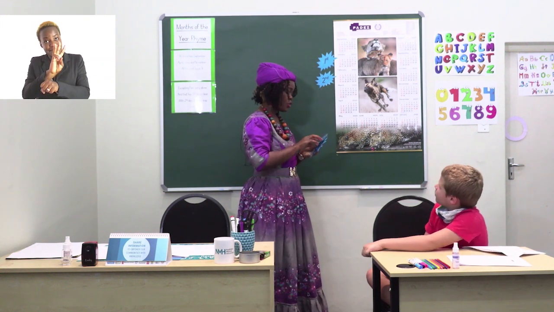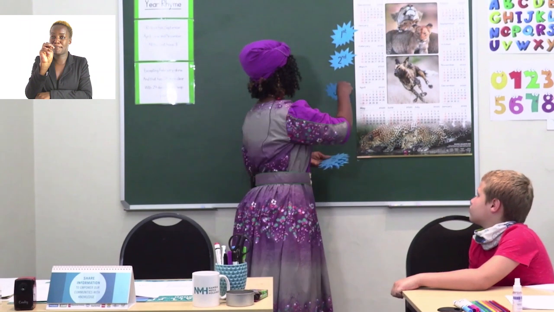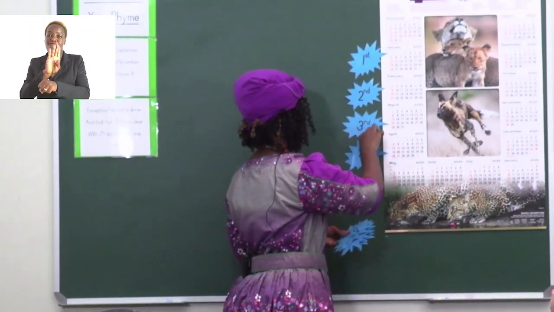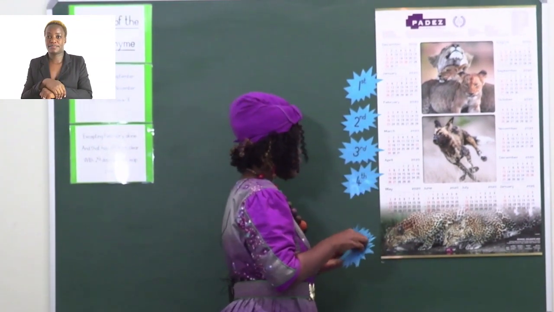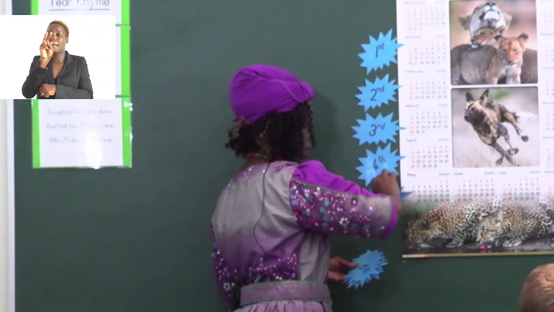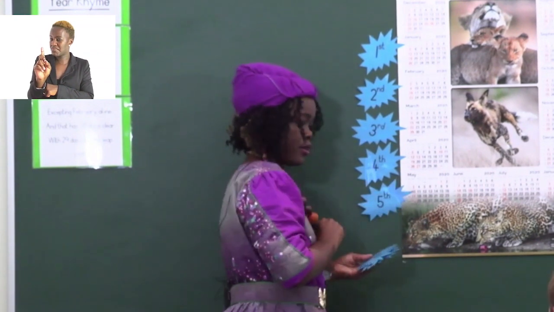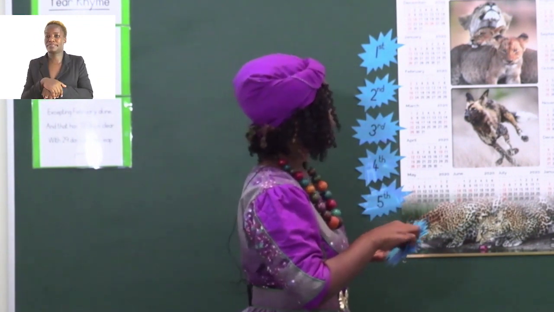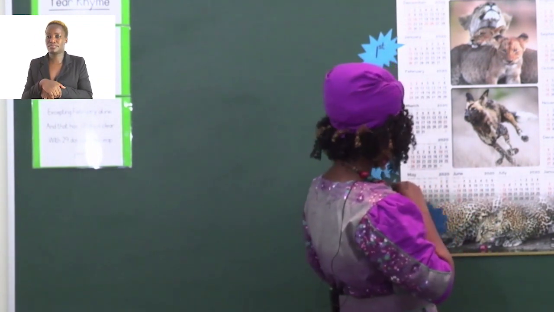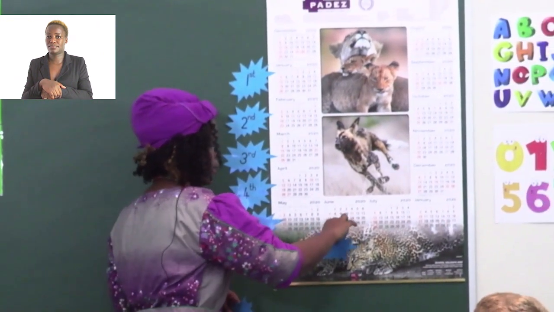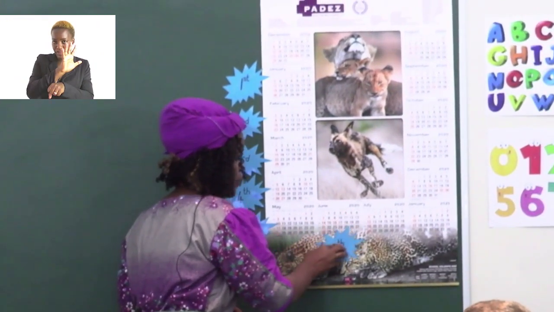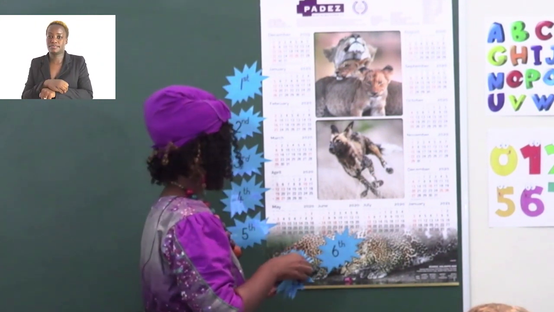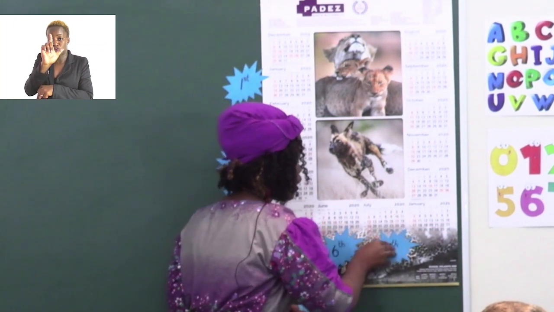And then we have March, which is the third. Then we have April, which is the fourth. Landre, what do you think the fifth month will be? May. It will be the fifth month, all right? And then we have June following, which will be the sixth month. Very good. Then we have July, the 7th.